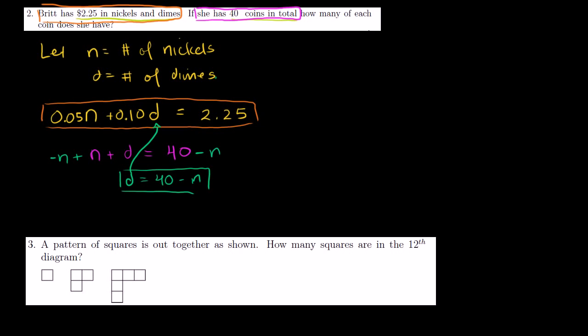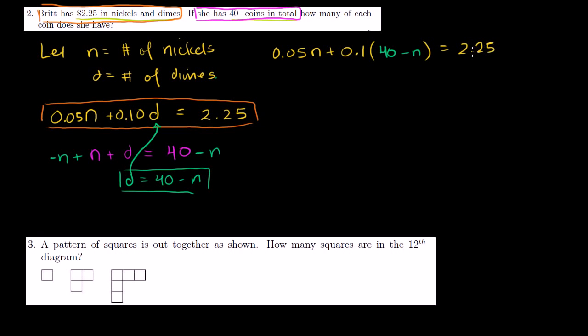So this first equation will now become 0.05 times our number of nickels plus 0.1 times our number of dimes. But we already know the number of dimes is equal to 40 minus n. That's what that second statement told us. So instead of d, I'm going to substitute it with 40 minus n, the number of dimes we have. And that is equal to $2.25.